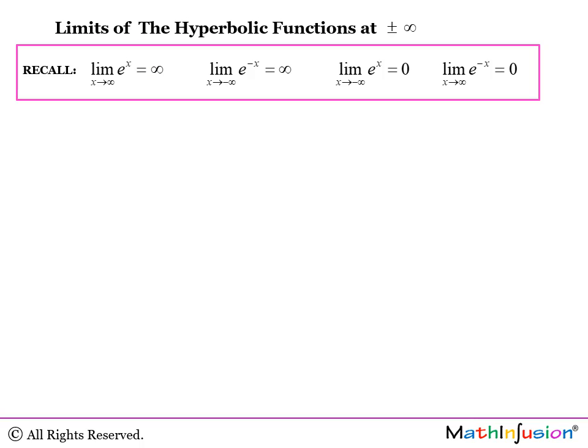Let's now inspect the end behavior of the hyperbolic functions, and I would like to recall the following limits. The limit of e to the x when x approaches infinity, and the limit of e to the negative x when x approaches negative infinity, is infinity. And the limit of e to the x when x approaches negative infinity, and the limit of e to the negative x when x approaches infinity, is 0.